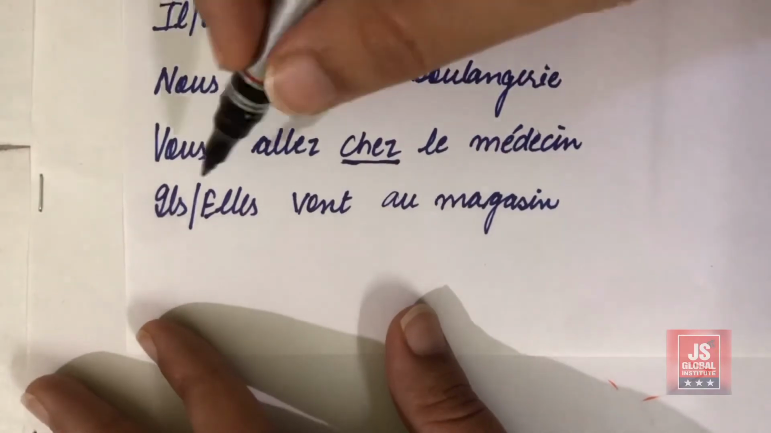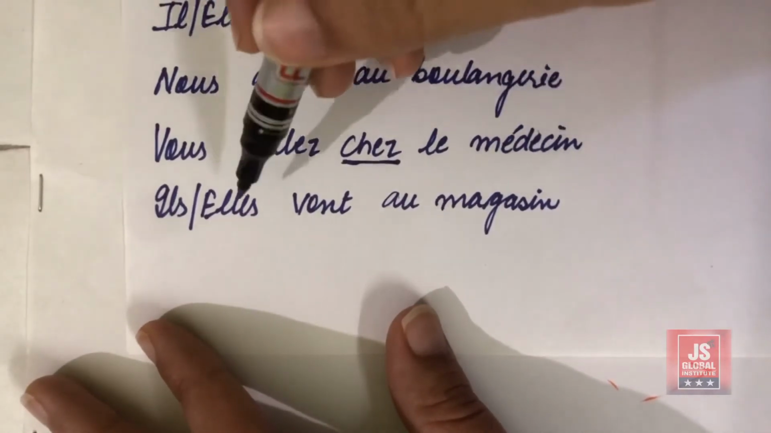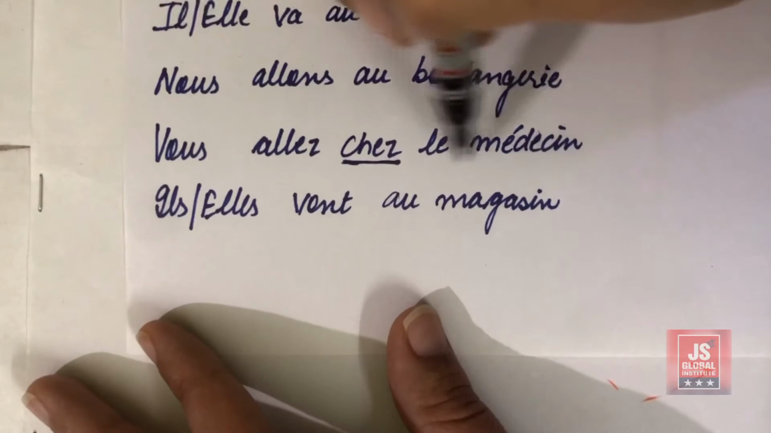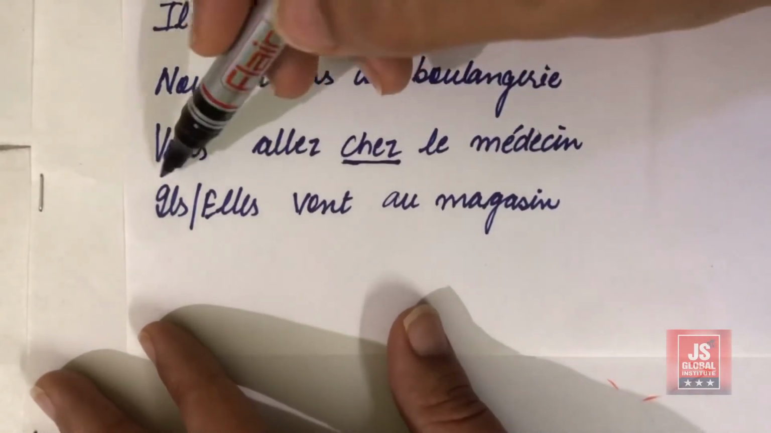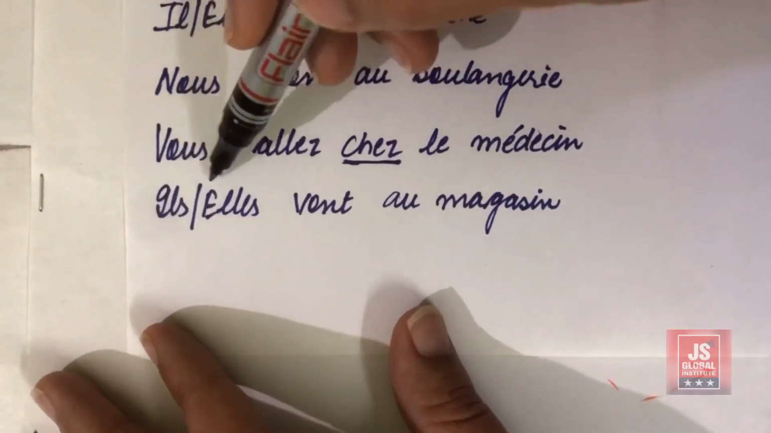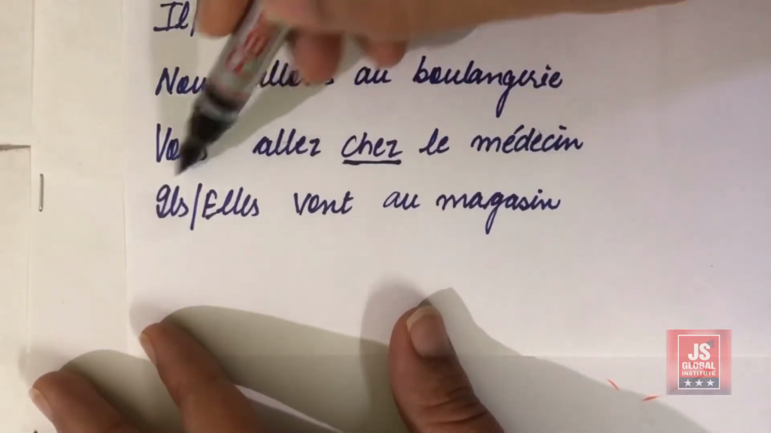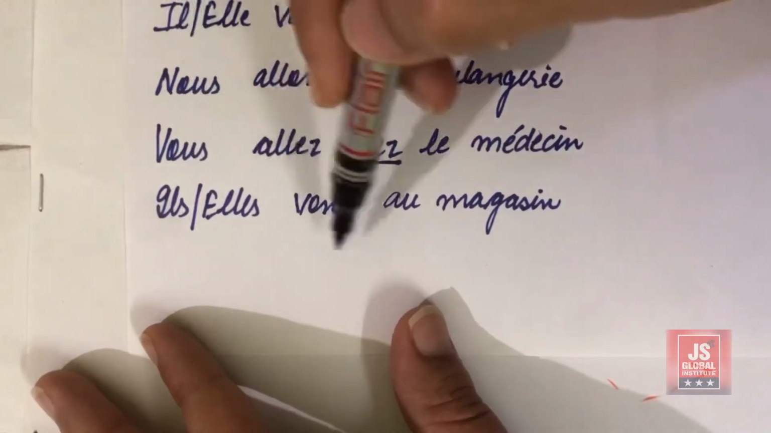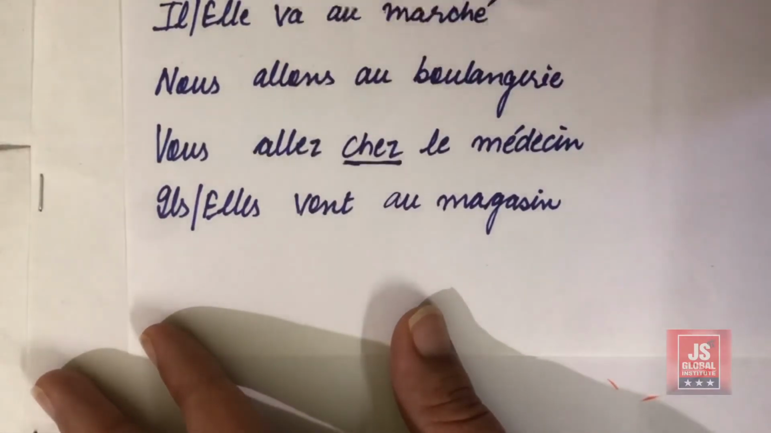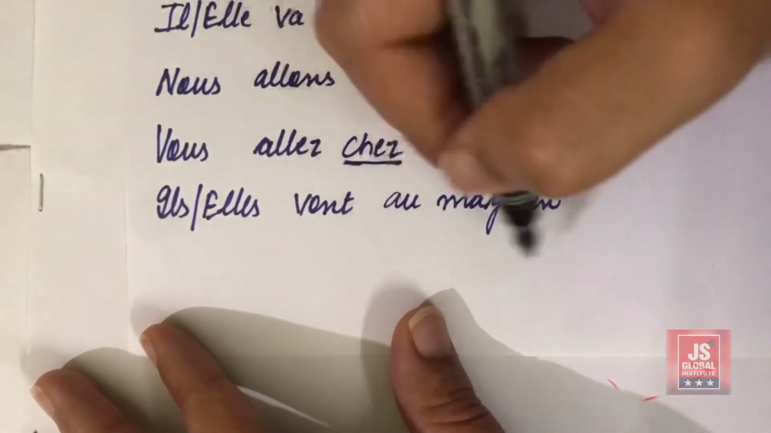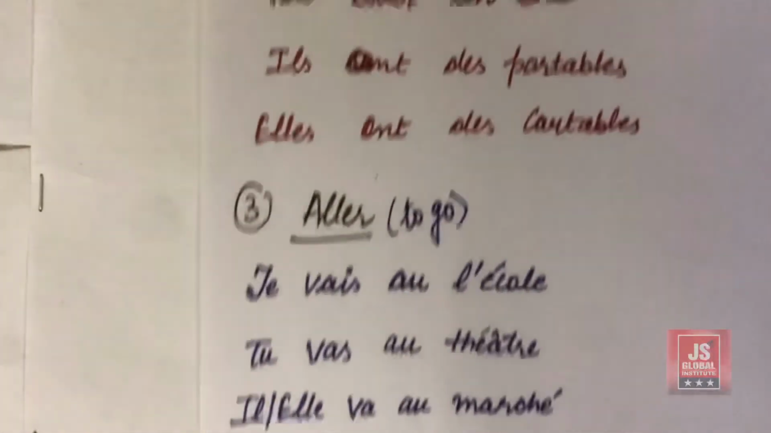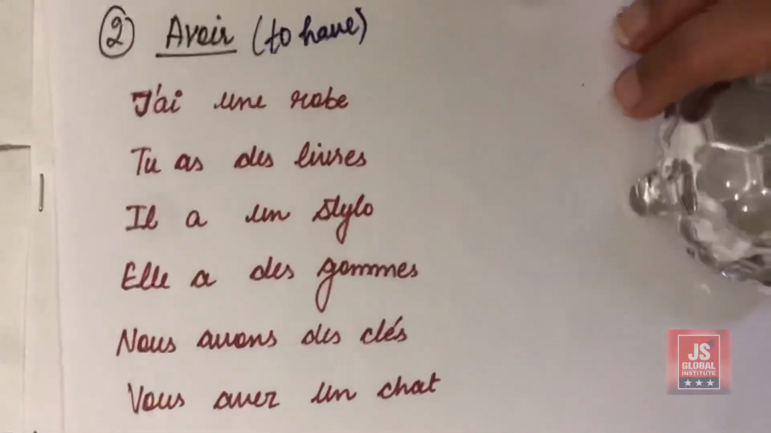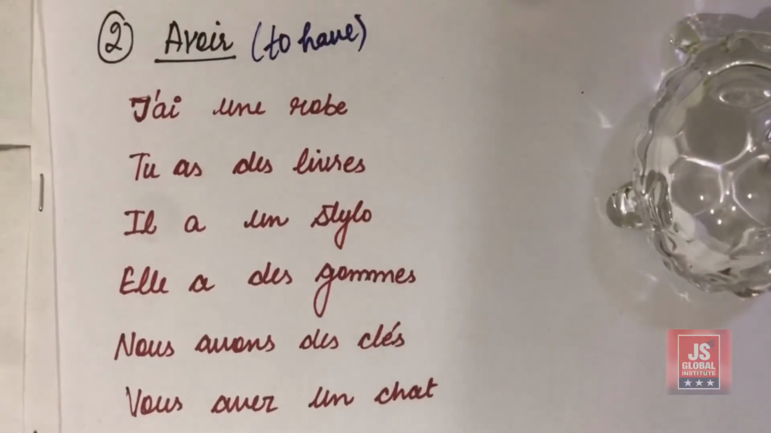Okay, next is ils vont au magasin or elles vont au magasin, that is they go to the shop or they are going to the shop. Okay, so here ils means masculine plural, elles means feminine plural, both of them are subjects. Then vont is the conjugation of the aller verb and au magasin is the object. That is the structure for all the verbs remains the same, that is number one is the subject, then the verb, and then the object.